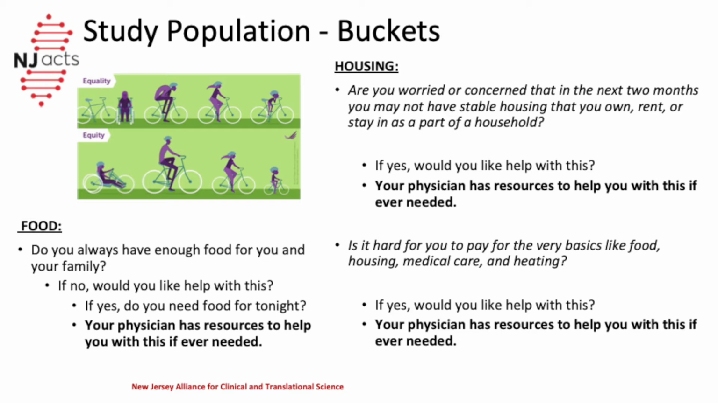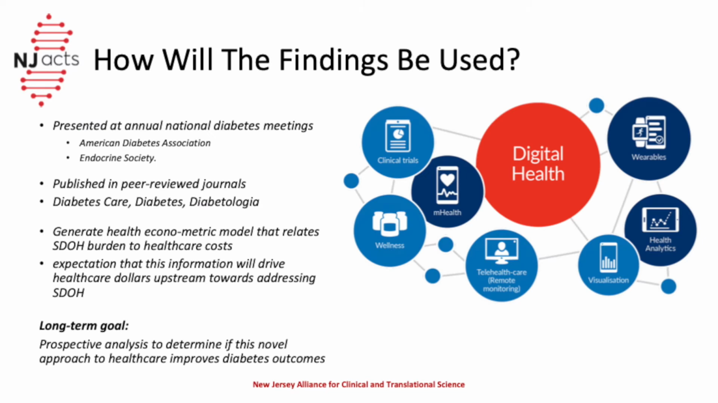When we're talking about these buckets, we're asking about food. That's one bucket, and we're talking about food insecurity specifically. So we're asking the question, do you have enough food for you and your family? If it's yes, that's it, the question's over. If not, would you like help? Do you need food tonight? So is it an immediate emergency? Would you like help with this? If yes, do you need food for tonight? So connecting them to emergency services versus long-term services, and sending that prompt that your physician or healthcare provider will help with these resources if it's ever needed. So understanding why we're asking those questions, how will these findings be used?